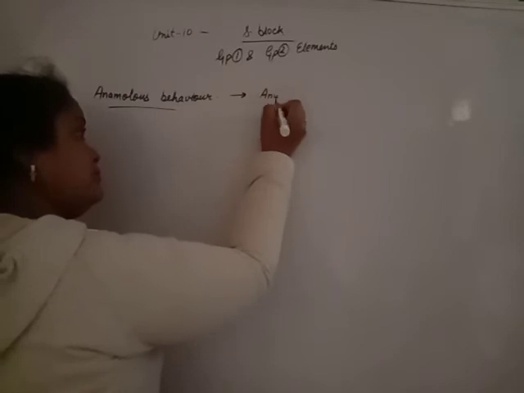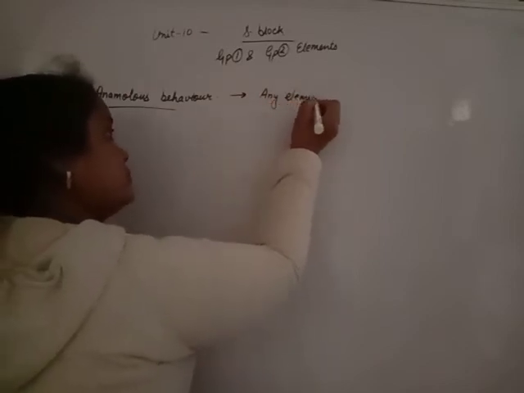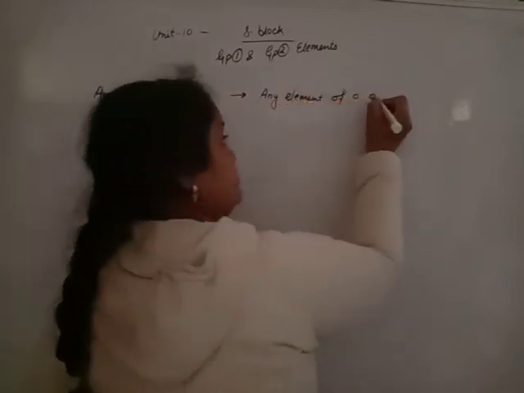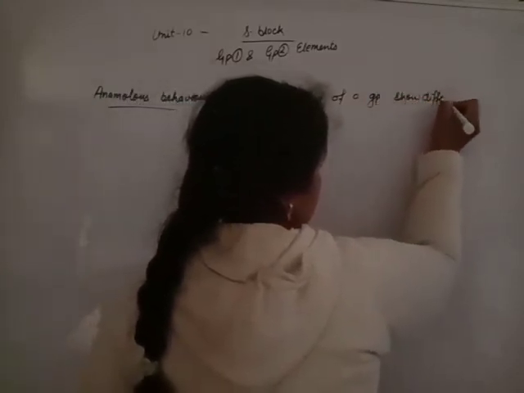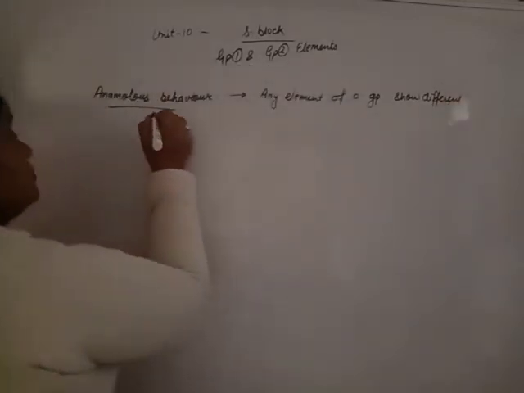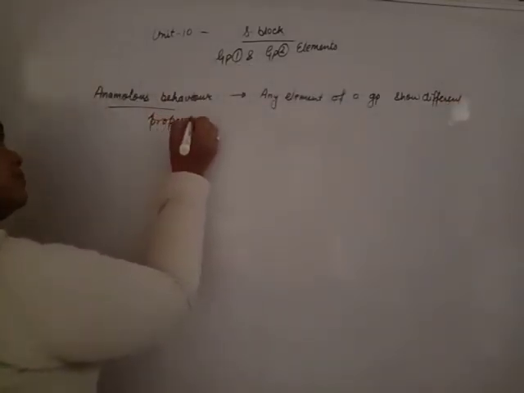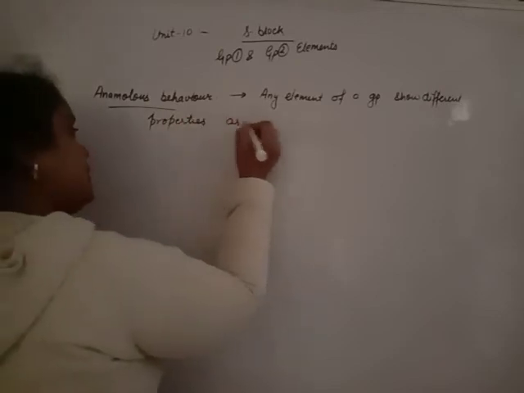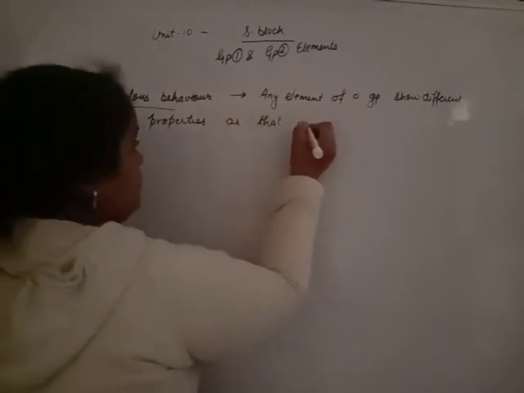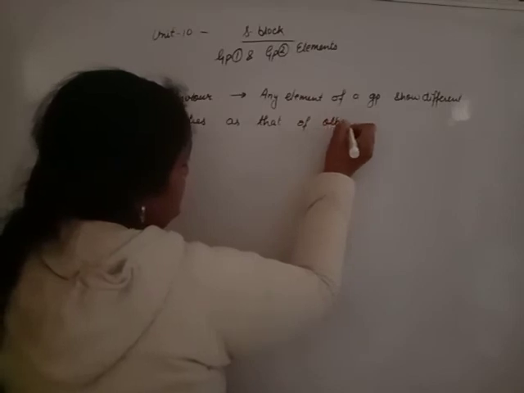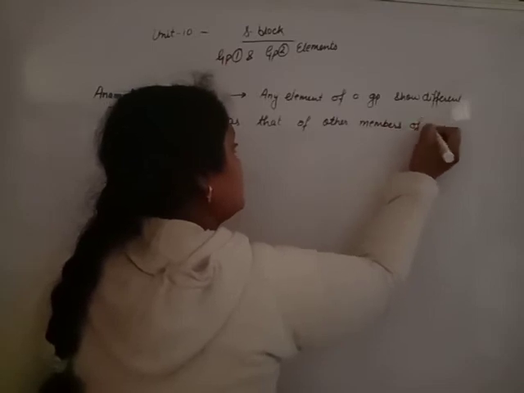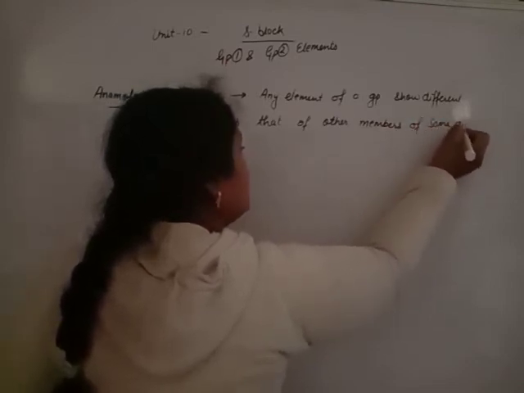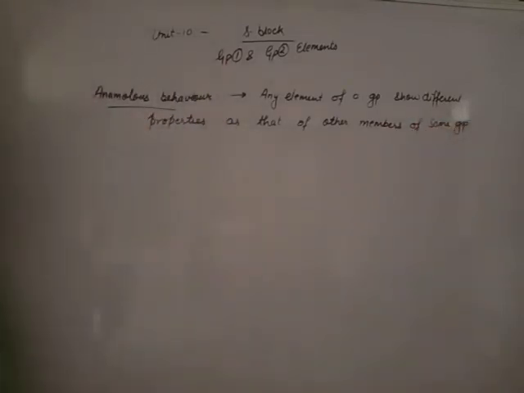Maybe define anomalous behavior: any element of a group showing different properties from those of the other members of the same group. This is known as anomalous behavior.